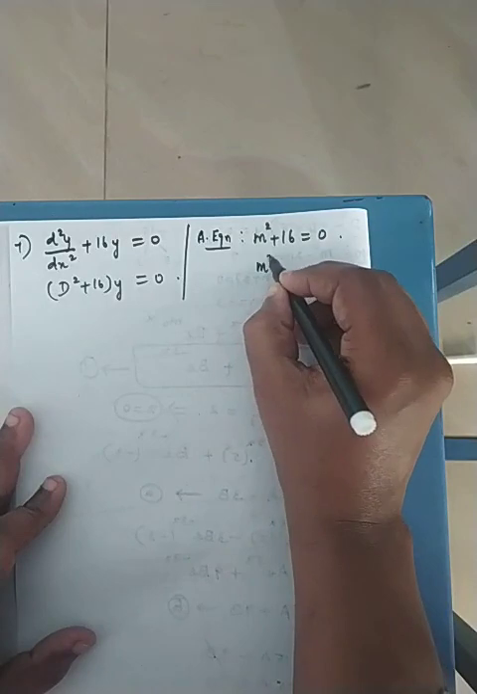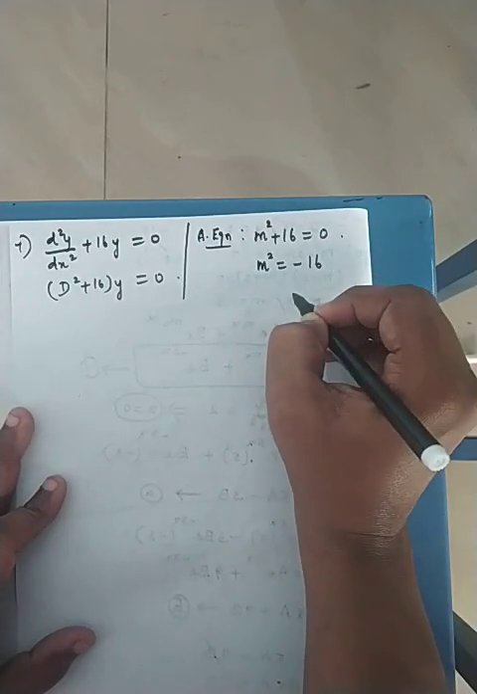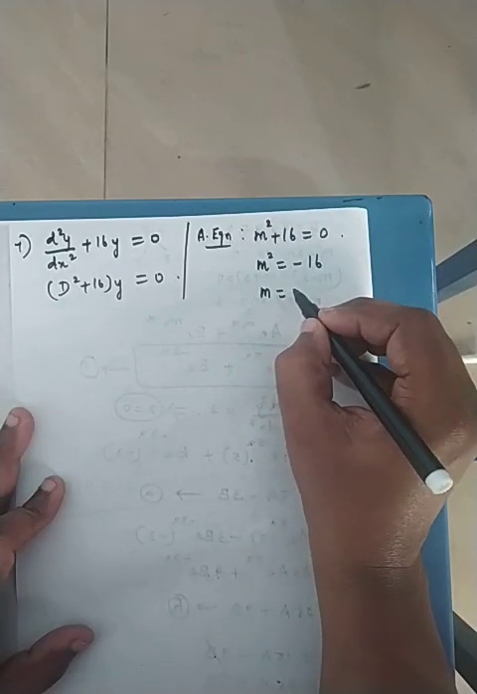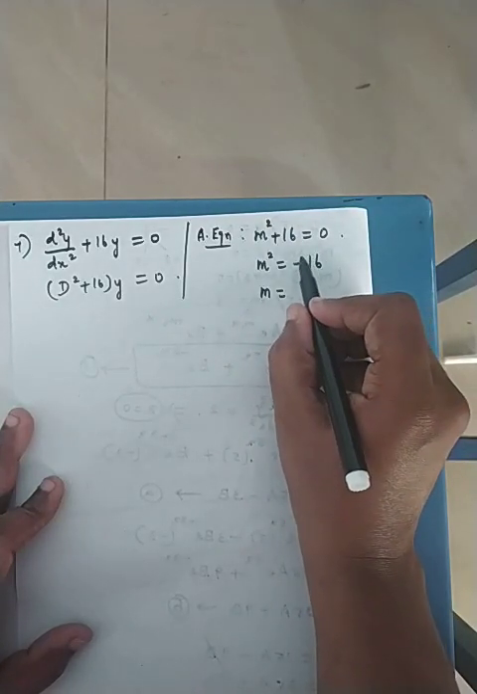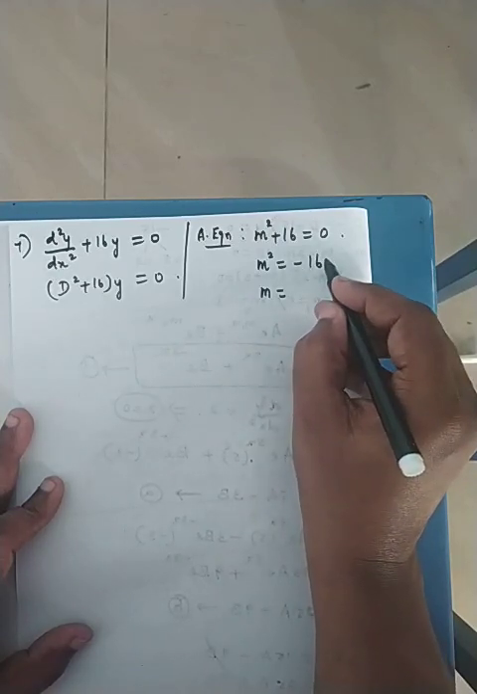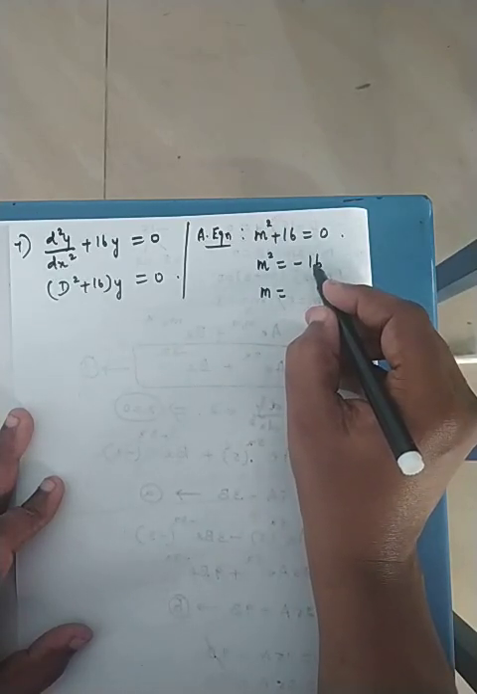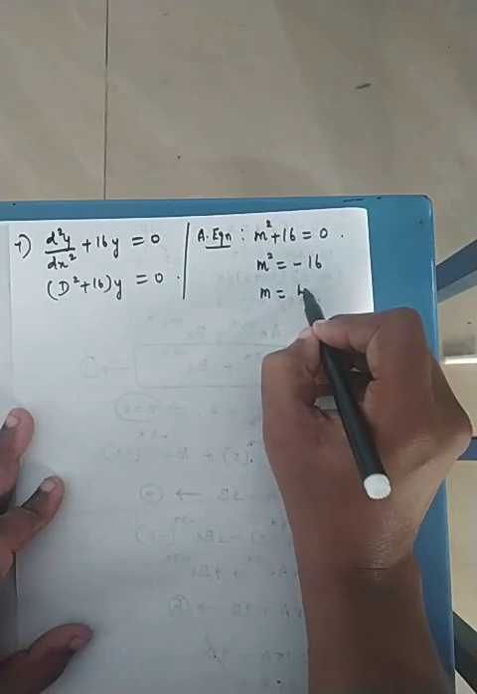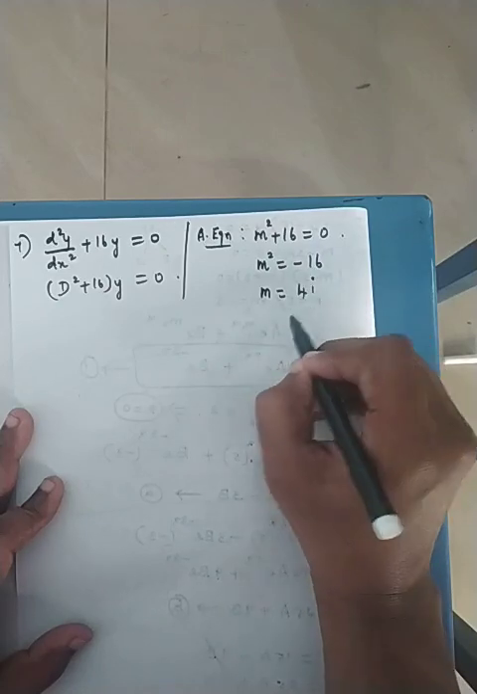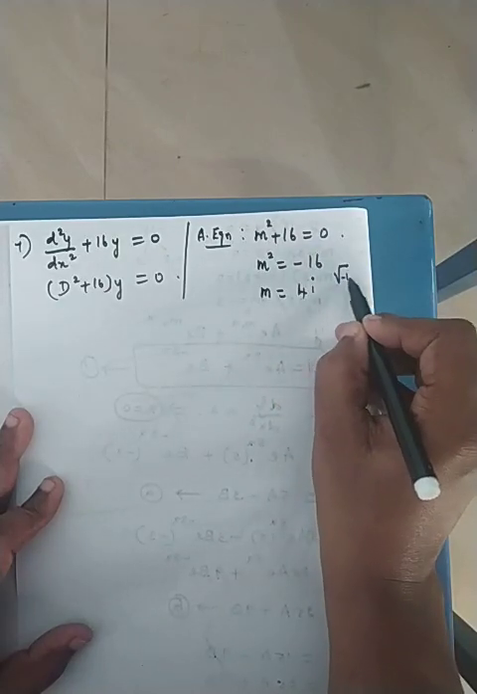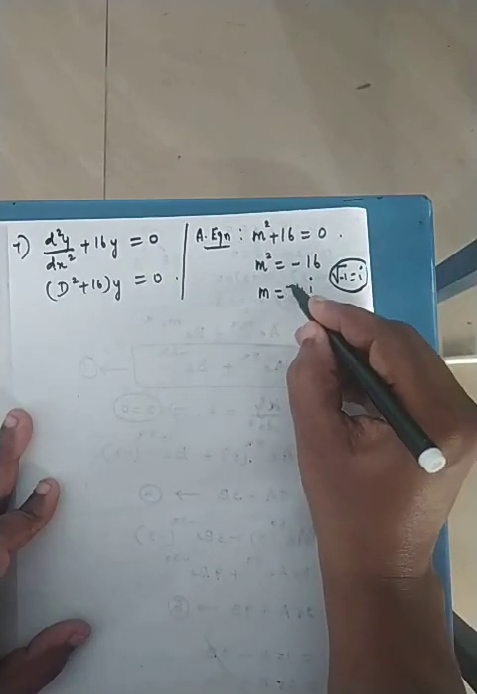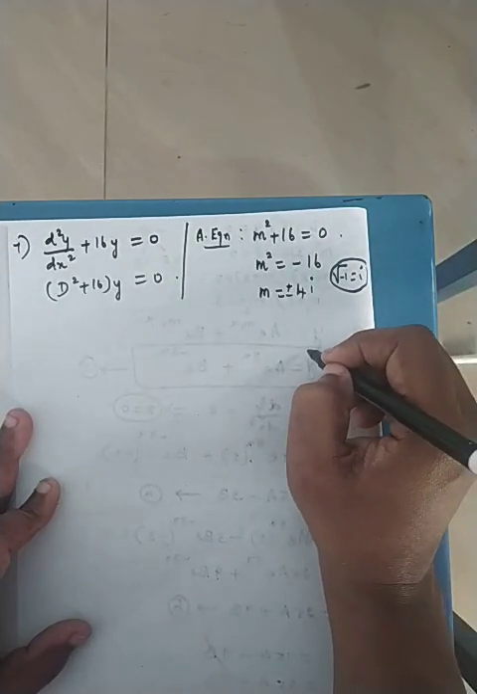So m squared is equal to minus 16. So what is my m? I take the square root. When I am taking the square root, I will be taking square root for 16 only, along with minus, I have to take the square root. So what is the square root of 16? It is 4. Now when I take the square root of minus 1, it will become i because we already know root of minus 1 is equal to i. Yes. So this will become plus or minus 4i.